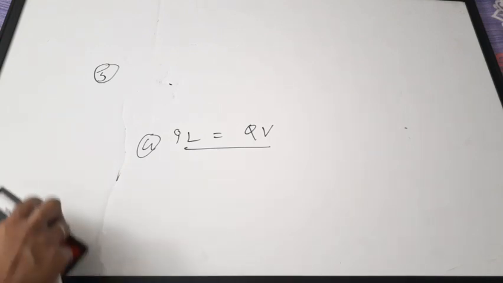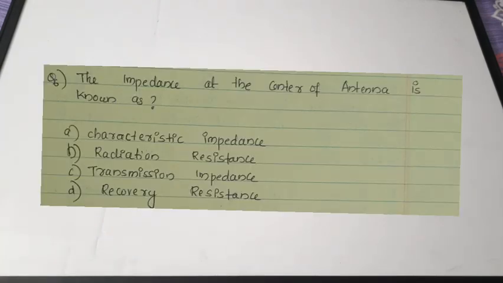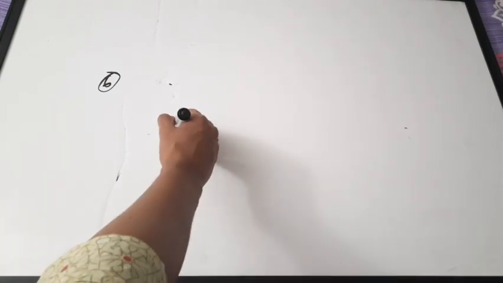Sixth question, again a theory question. The impedance at the center of antenna is known as dash. A, parasitic impedance, B, radiation impedance, C, transmission impedance, D, recovery resistance. So correct answer is option B, radiation resistance. The impedance at the center of antenna is known as radiation resistance, which is option B.